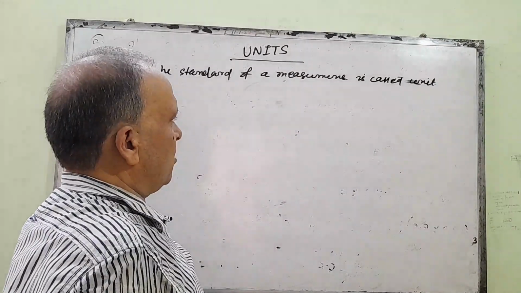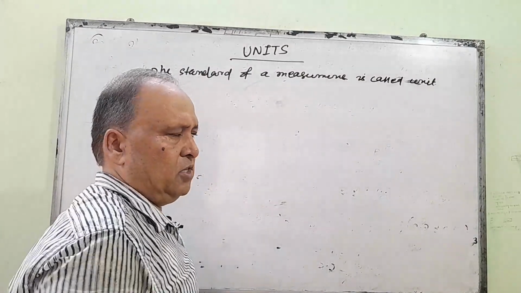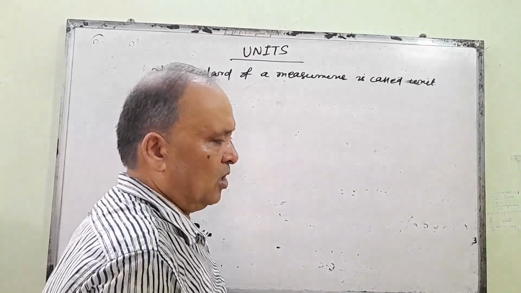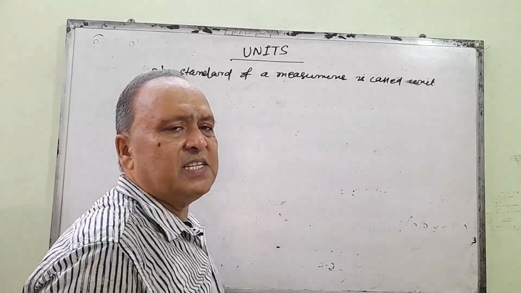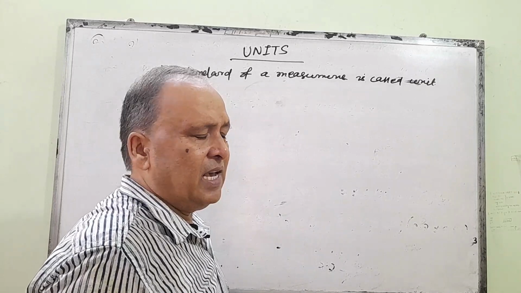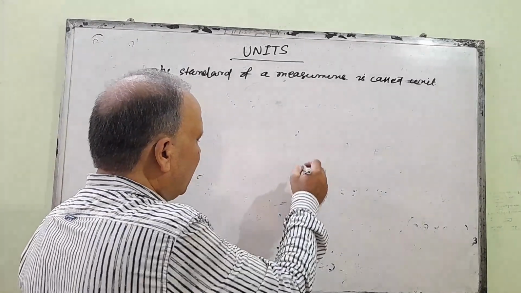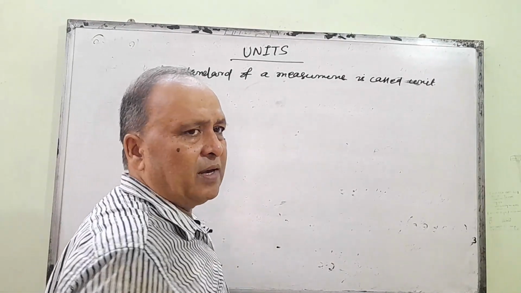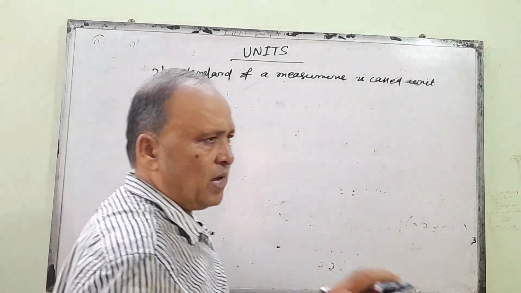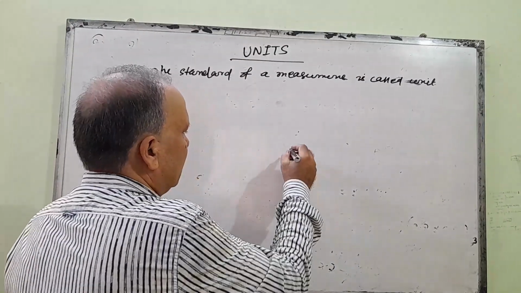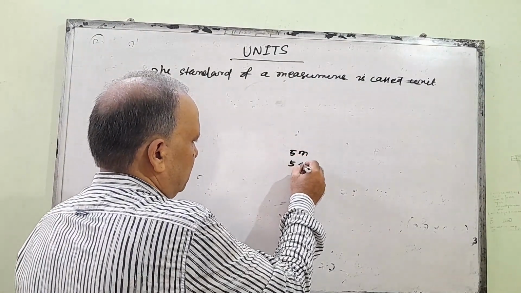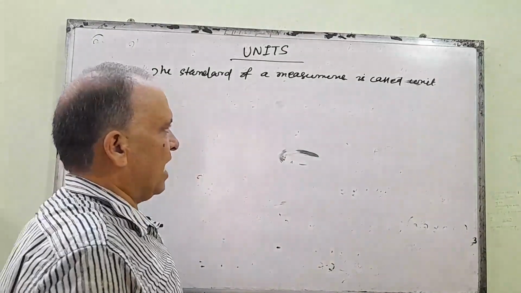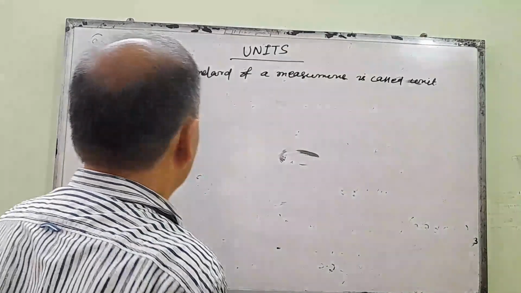What do you mean by standard of a measurement? Suppose you measure a length, you say it is 5. Nobody can understand what is 5. Suppose you say what is its length, you say it is 5 meter or 5 centimeter. That means when meter is added to 5 or a centimeter is added to 5, it is completely specified. Anybody can say its length is 5 meter or 5 centimeter. So this meter and a centimeter, these are called standard. Standard of a measurement is called unit.